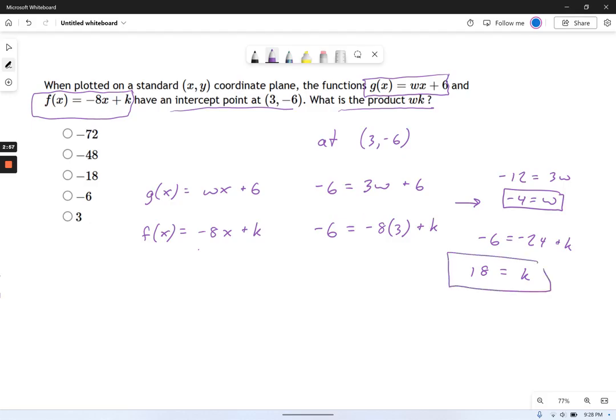And now all we have to do is multiply them together. So, I think 4 times 18 is 72. So this looks like it's going to be negative 72 if we don't forget the negative sign. And that's our answer right there.